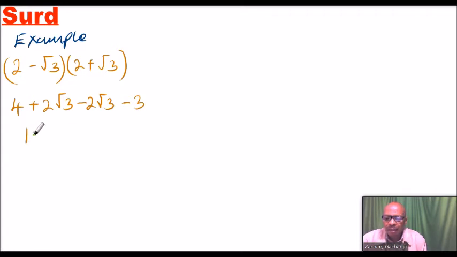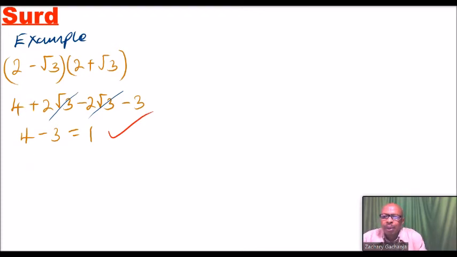Then you have, that is, or we can say 4 minus 3 is equal, because when these two, 2 the root of 3 minus 2 the root of 3 will give you 0, and therefore this will give you 1. So that is correct. That's the way you work out that.